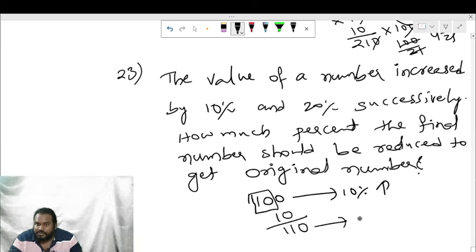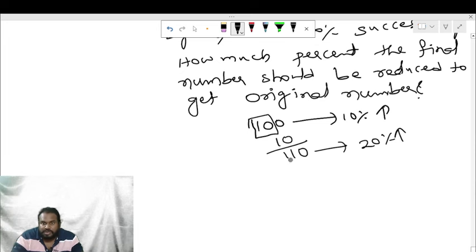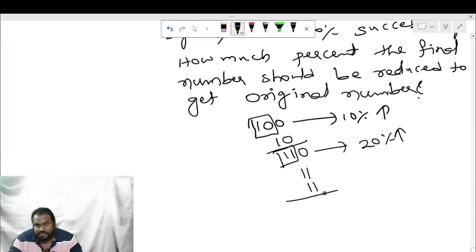So after becoming 110, increase 20% again. So how can I increase 20%? On 110, what is the value of 10%? 11. But I need one more 10%, one more 11. It means 110 plus 22. So it will become 132.